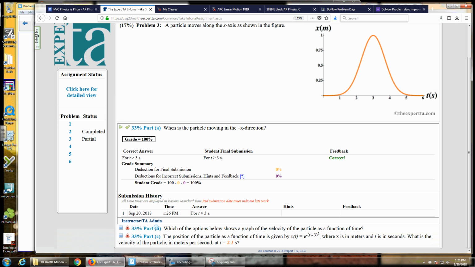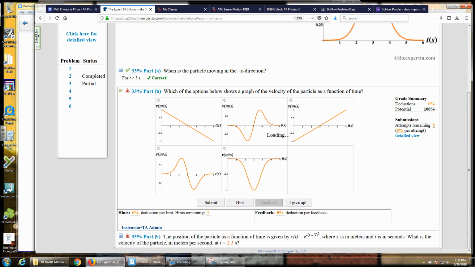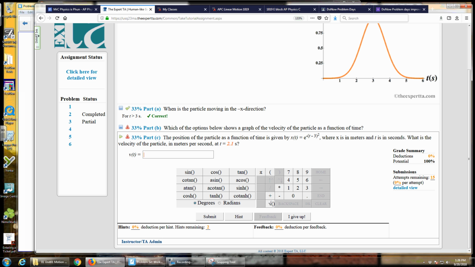Part B. Oh, you wanted part C, right? I was thinking I had to do all the parts to get up to it. Let's see what C is. The position of a particle at a point in time is given by this, where x is in meters and t is in seconds. What is the velocity of the particle in meters per second? Ooh, that's a good one. It's easier than you think.